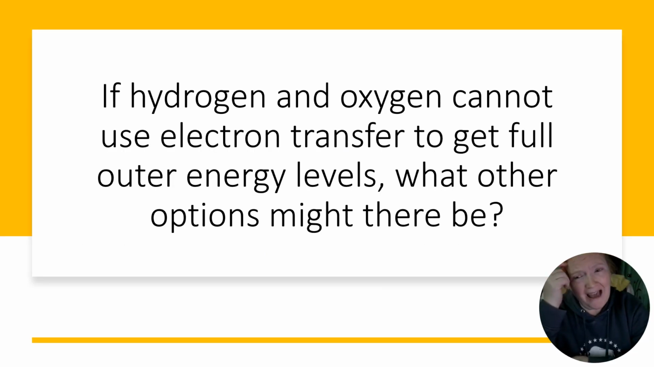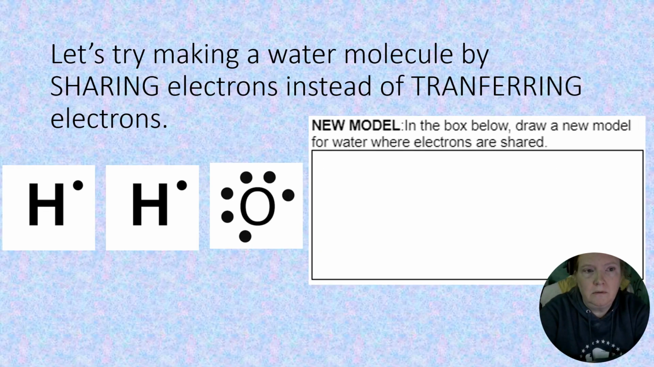So if hydrogen and oxygen cannot use electron transfer to get full outer energy levels, what other option might there be besides transferring? What else could they do? So let's try making a water molecule by sharing instead of transferring. Try and make a model where you show sharing, and then we'll look at it and you can supplement, change, add based on what we look at together. Instead of transferring, they want to share.